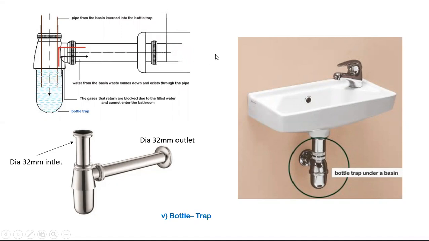Suppose the foul gas is coming from the outlet, from right to left. It will go up to the water level only and not come inside. If it comes inside, it will not enter our system because of the water level. So we connect a 32 mm inlet from the wash basin, and the outlet is also 32 mm only. This is called a bottle trap. You will get it in stainless steel, plastic, or some other material. Normally we use this bottle trap only to prevent foul gas.